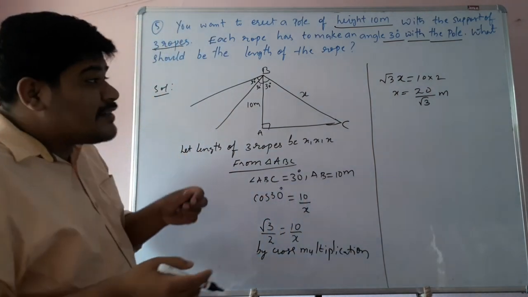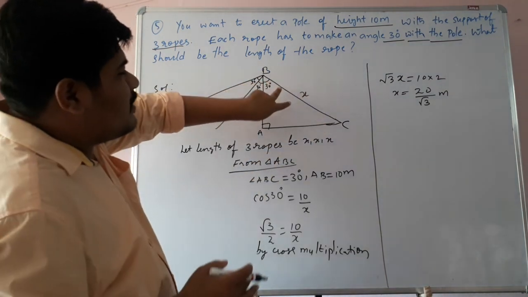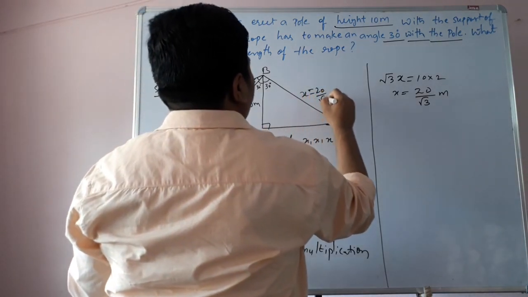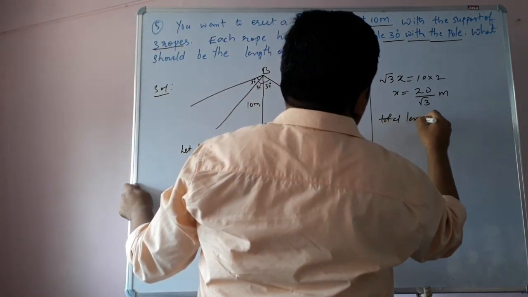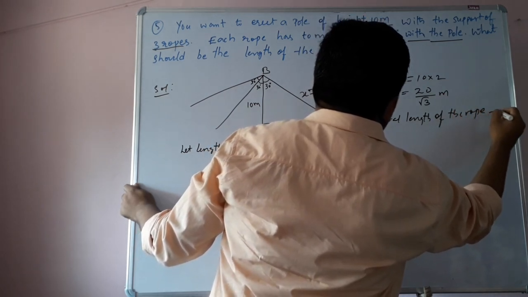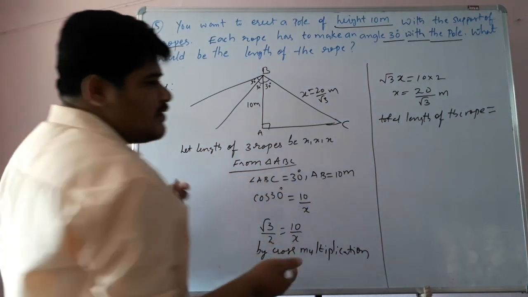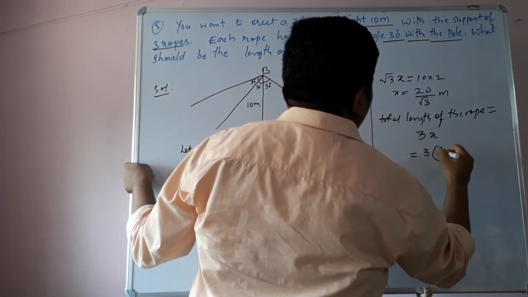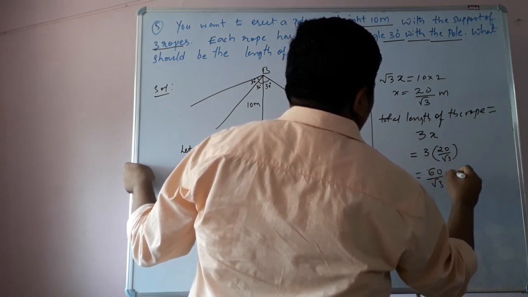Now they are asking us to find the total length of the rope. This is just one rope length only. So the length of one rope is 20 by root 3 meters. Now we need to find the total length of the rope, which is x plus x plus x, that is 3x. So that can be written as 3 into 20 by root 3. Students, just rationalize it: 60 by root 3 into root 3 by root 3.